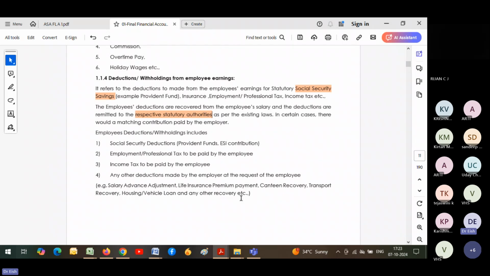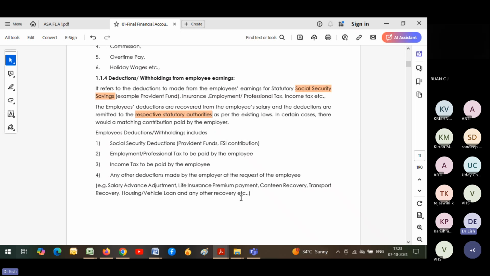So salary deductions will include Social Security, PF and ESI are Social Security. And please note that if some question may come, what are these Social Security deductions? So you have two Social Security deductions. One is PF, other is ESI.